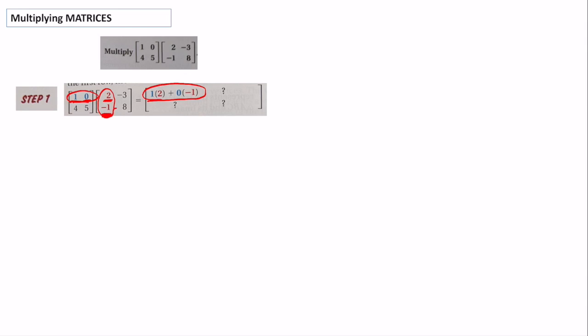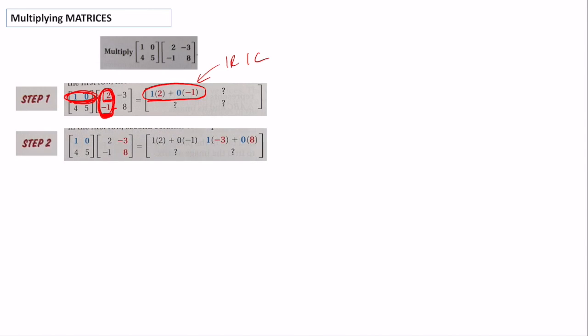Again, I like to think of this backwards. I like to think what goes here in the first row and the first column. Well, it's going to be the first row of my first matrix multiplied by the first column of my second matrix. So in my next spot for step 2, this is my first row and my second column of my product matrix. What's going to go there is my first row of my first matrix times the second column of my second matrix. And again, you can look at how this is really distributing. It's just like how we distribute.